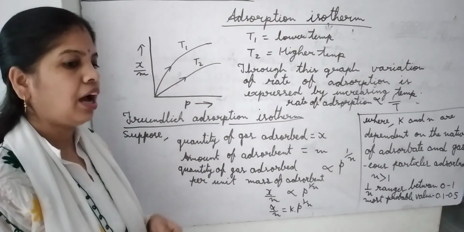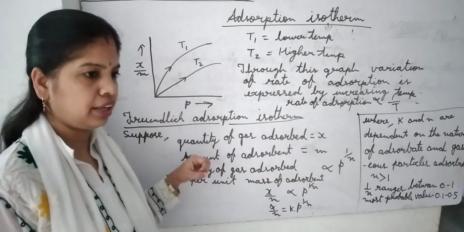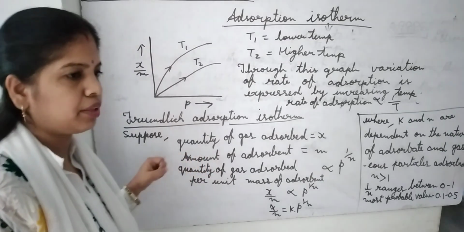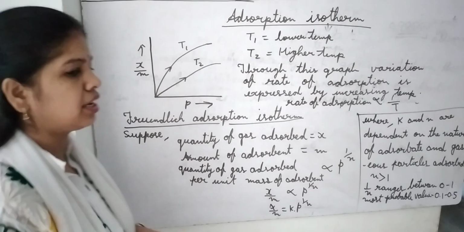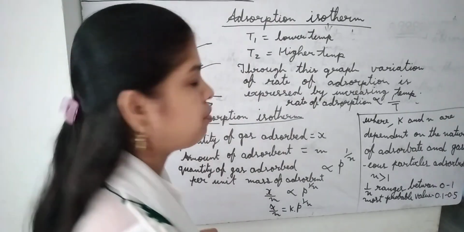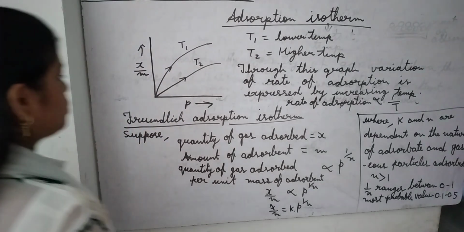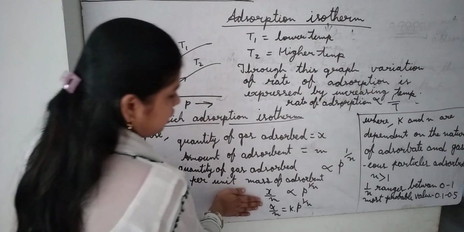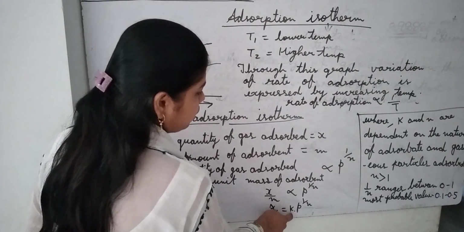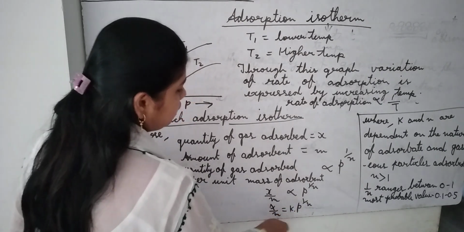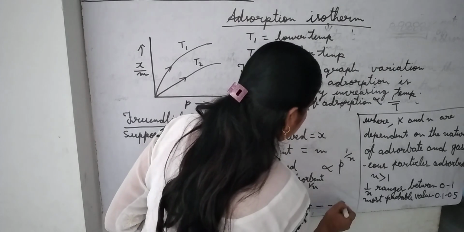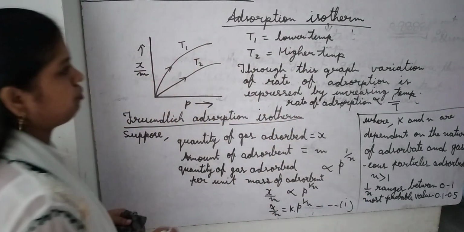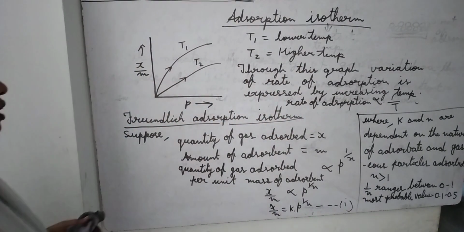Now, I am going to convert it in logarithmic term, and through logarithmic term, we'll discuss again next graph for Freundlich adsorption isotherm, which validate this equation. So, as I taught this one, x by m is equals to k p to the power 1 by n. So, we'll apply log on this equation, on equation 1, we will apply log.